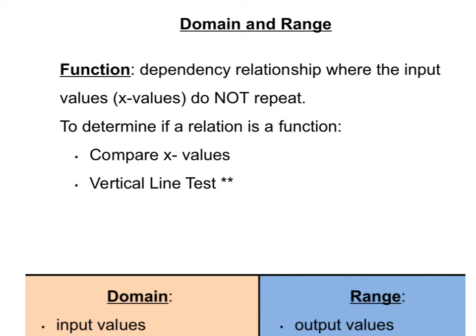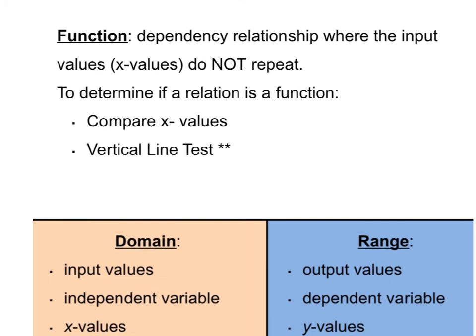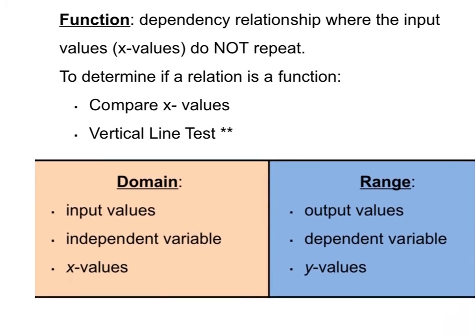So there's 2 ways to determine if it's a function. Compare the x values, make sure the x's don't repeat, or you can simply do a vertical line test if you've been given a graph. Alright, so again, let's review domain and range. Domain, remember, is your input values, your x. It is the independent variable. And then range is your output values. It is the dependent variable, and that is going to be your y. Okay, have that in your notes, please.